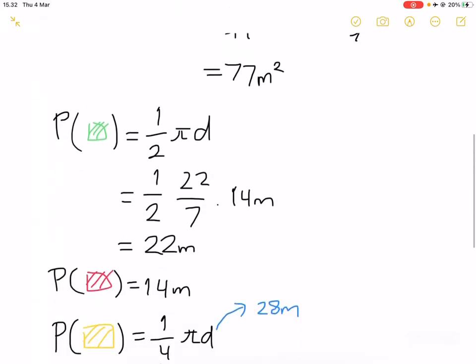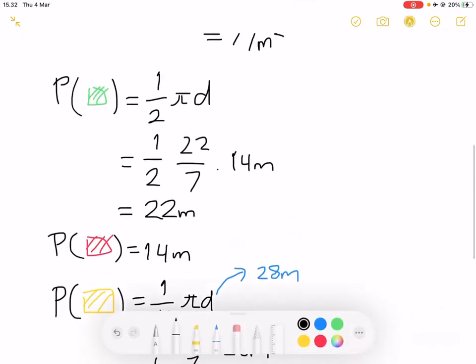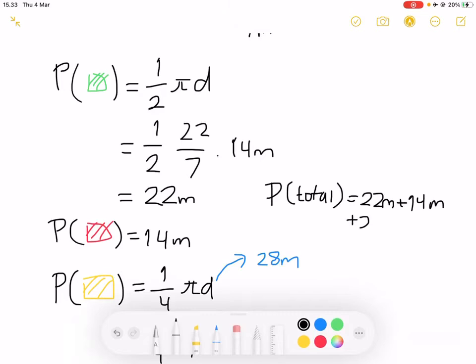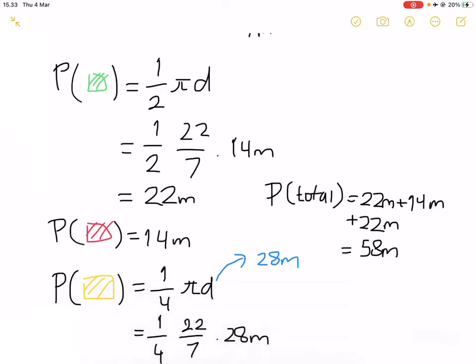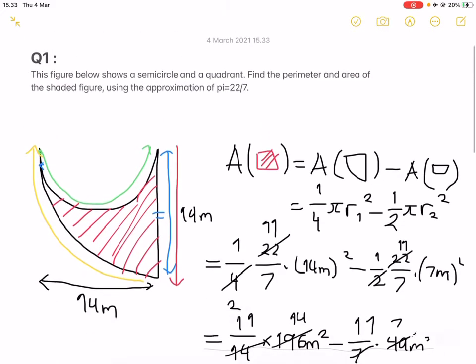So in fact, the perimeter of this shaded figure is the sum of all perimeters making up this whole journey back to your original place. So I'm just going to do the total. It's just 22 meters plus 14 meters plus 22 meters, which you'll get is 58 meters. So the perimeter of this shaded figure is actually 58 meters. So that's the first question.